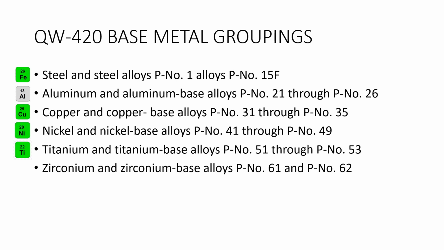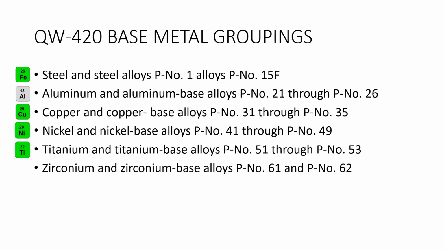So before we dive into M numbers, I'm just going to talk about P numbers. So you might have come across P numbers. I think I've got another video where I talk about P numbers. Well, P numbers is how the American Society of Mechanical Engineers groups base materials. So all the steel alloys are between P number 1 and P number 15F, I think is the range. And they add on to these or whatever, but 1 through 15F is our ferrous alloys, basically iron.